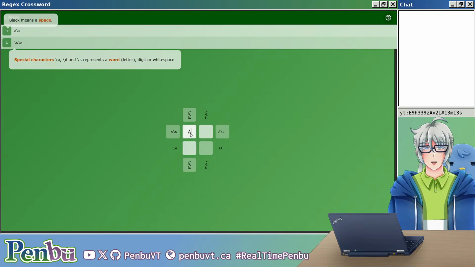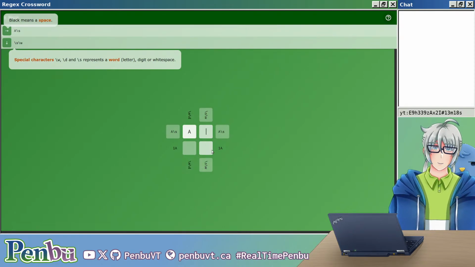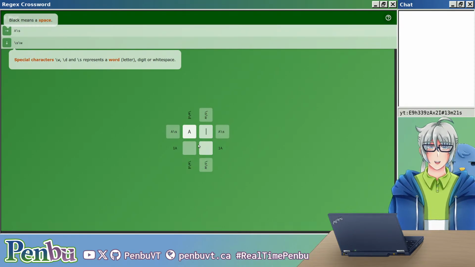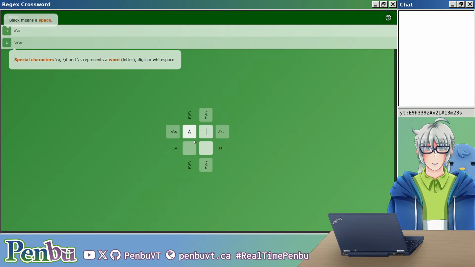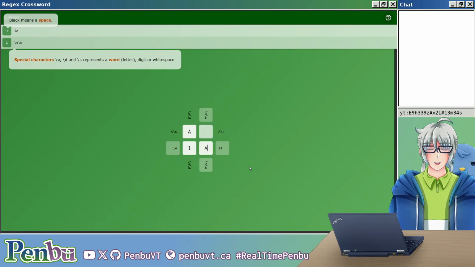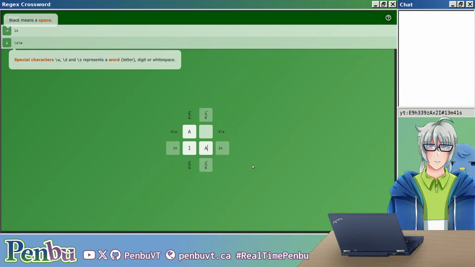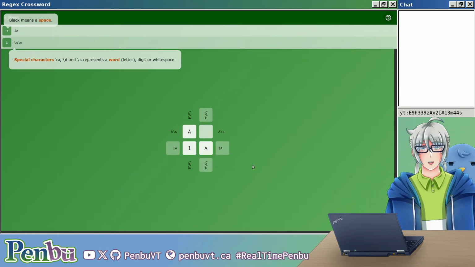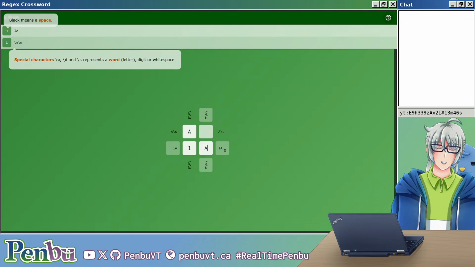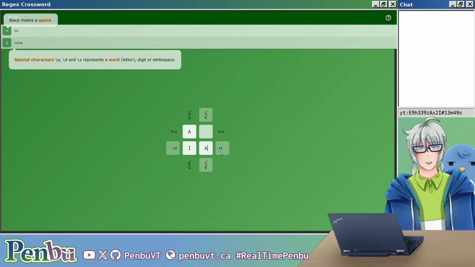This says A, so we're forced to have an A, and then some sort of white space. We don't know what that white space is yet, so we'll leave that blank. Now we've satisfied the word here, because A is a word character. Moving on, we have 1A. Simple strings are regexes as well. They don't have to have any special characters. If you have a sequence of simple characters, then it just means match those characters. So in this case, 1A matches the string 1A and nothing else. So that is forced.